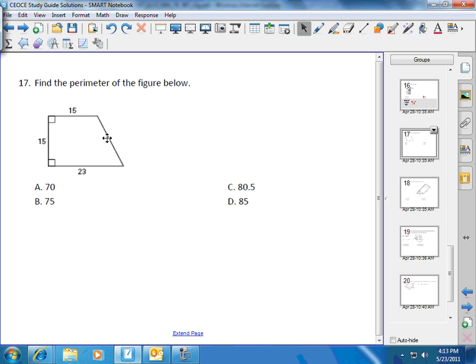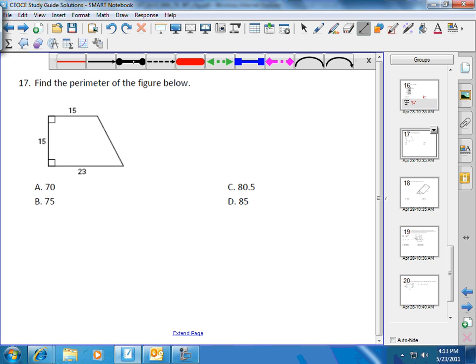One way we can do it is to recognize that if we drop a segment from this vertex to this side perpendicularly, we'll have a right triangle, and maybe we can use the Pythagorean theorem or some special right triangle theorem to find what would be the hypotenuse here. So let's construct our segment perpendicularly. So this is going to be a right angle. And in a sense, we're just sliding this side that's 15 units long over.